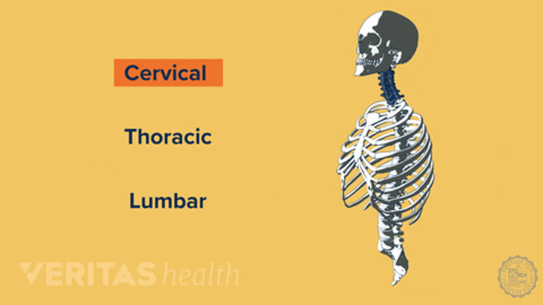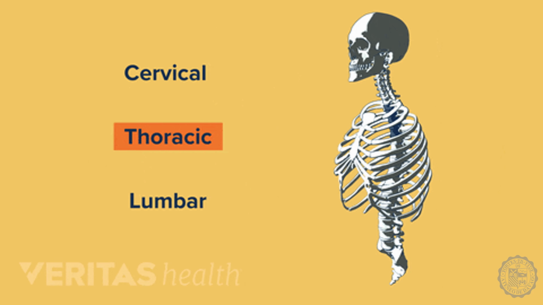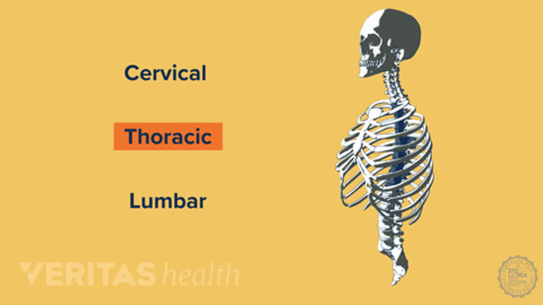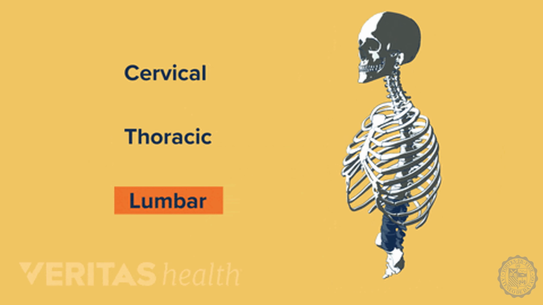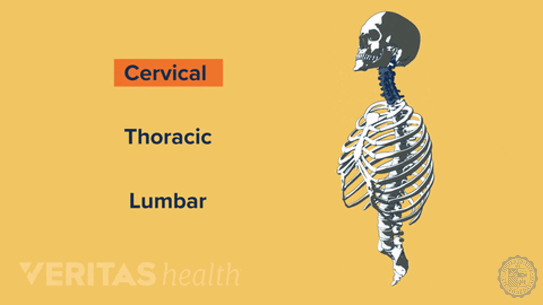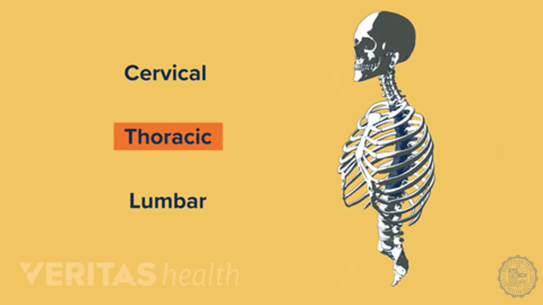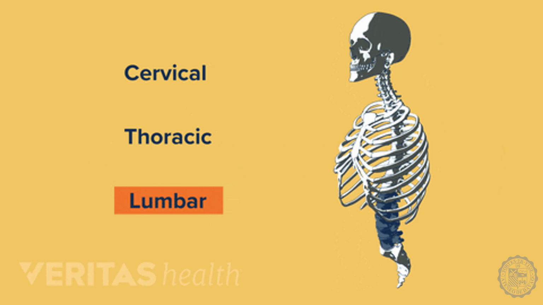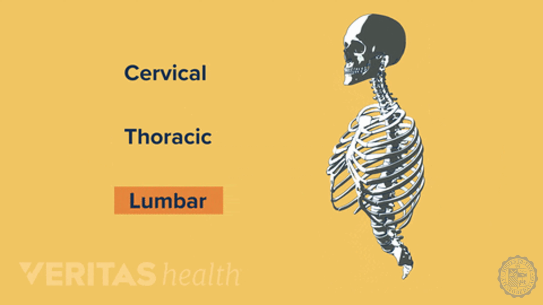Spine, also known as the backbone. The spine consists of 26 bones or vertebrae, which are separated from each other by cartilage. The vertebrae and cartilage arrangement makes the spine very flexible.